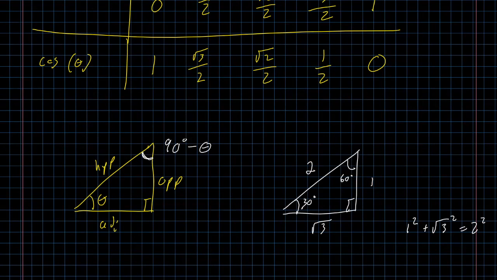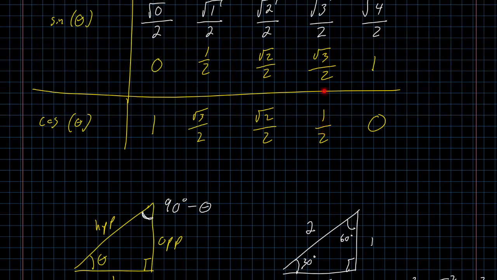But then if we look at 60 degrees, it's the same triangle, we've just changed the names. This is the side that's opposite 60 degrees. So if I want to take the sine of 60, I get square root of 3 over 2. And if I want to take the cosine of 60, the adjacent side is 1 and the hypotenuse is 2. So that's why the same two measurements show up for 30 degrees and 60 degrees, just swapping which one is sine and which one is cosine.